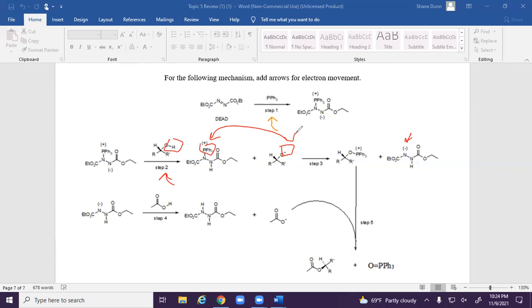Step 4. H was added here, which is acid base. If you're just moving a hydrogen, it's acid base. Step 5, I am replacing this with a negative charge, which is just substitution again. So there you go. That is topic 5. Does it make sense? Yep.